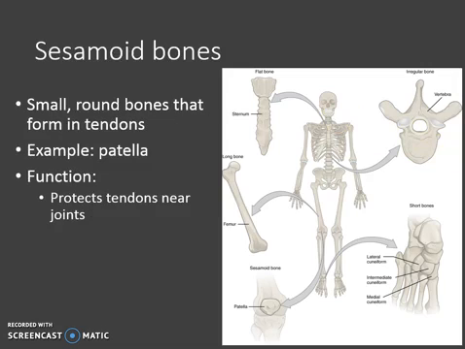And then one special type of bone is called a sesamoid bone, and in humans really the only example that's found in all humans is the patella. So a sesamoid bone is just a small round bone that forms in a tendon.